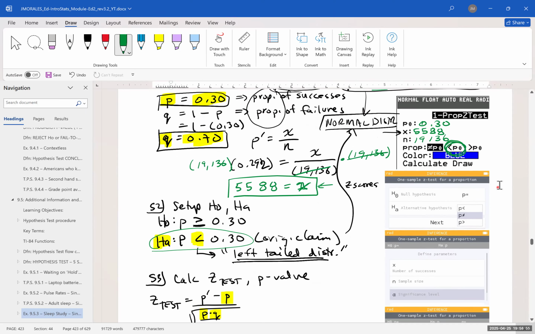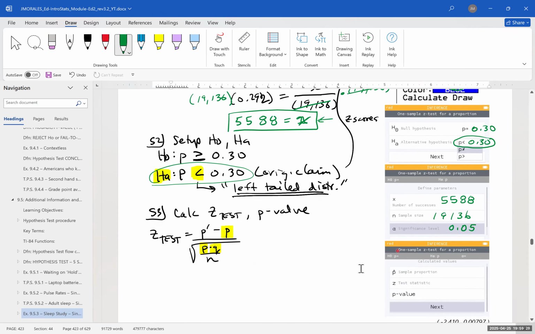Let's see, the NumWorks calculator. So p is equal to 0.30, and it's going to be less than 0.30, so it's going to be that option right there. The number of successes is 5,588 with a total sample size of 19,136 and a significance level of 0.05.